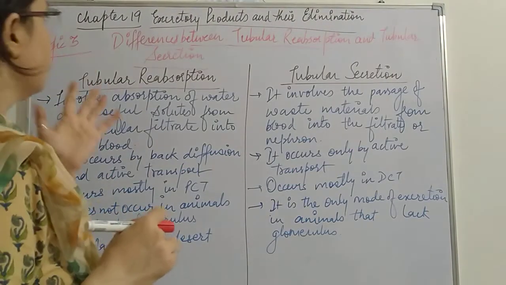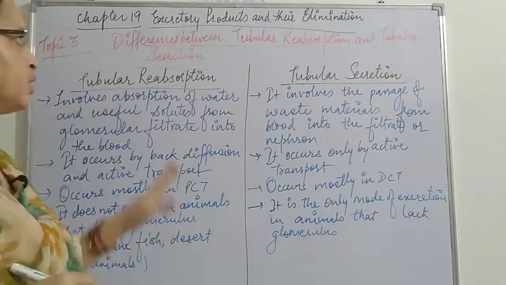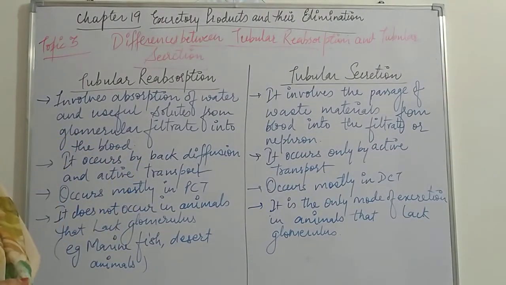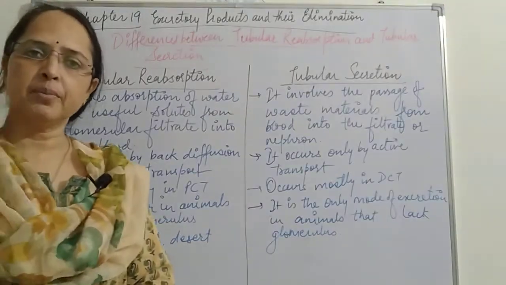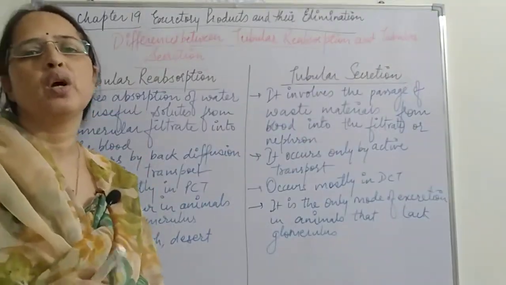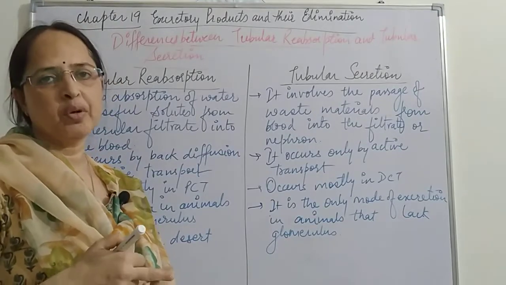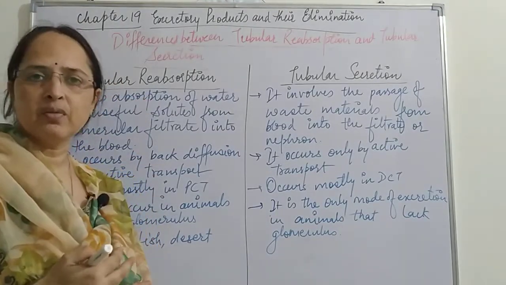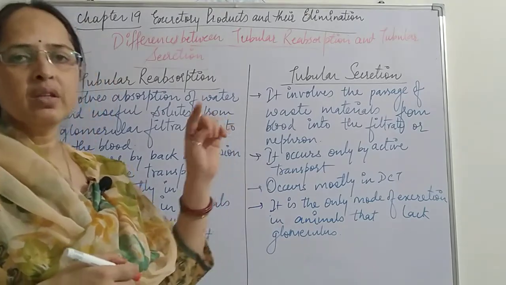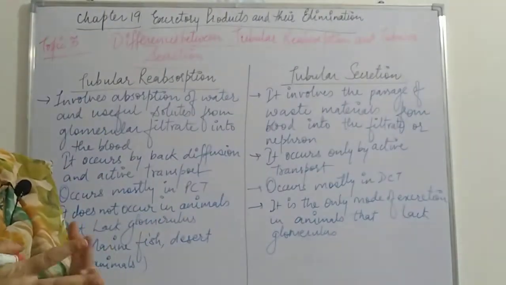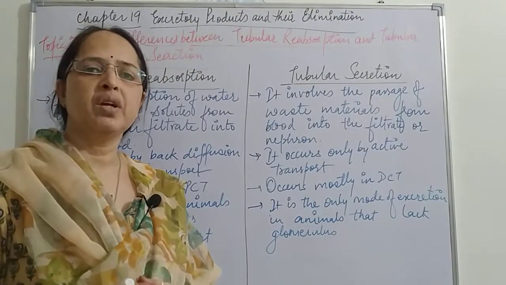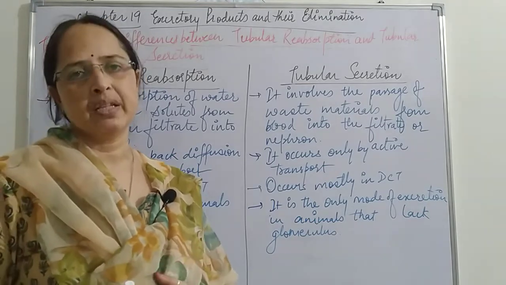Now students, here is the third topic, that is the difference between tubular reabsorption and tubular secretion. Usually we know about tubular reabsorption, which occurs in the nephron when the filtrate is moving from the proximal convoluted tubule, loop of Henle, and then distal convoluted tubule. During the movement of the filtrate through the complete renal tubule, maximum filtrate is reabsorbed.